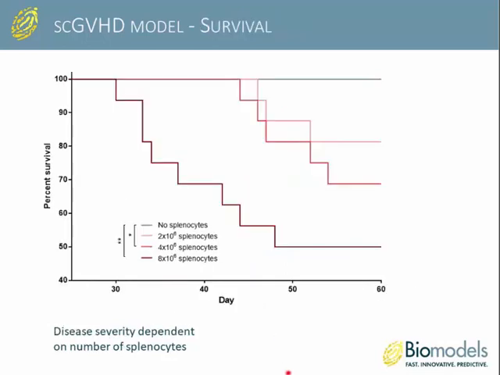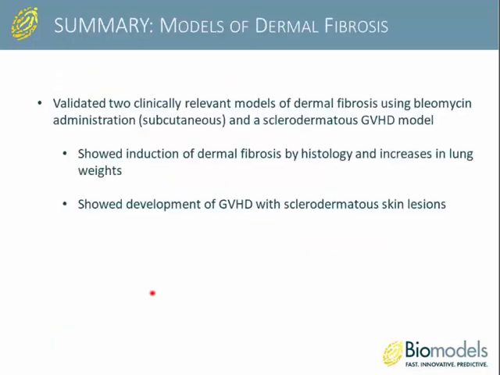And additionally, the survival is also affected by the initial splenocyte dose. So here we see about 50% survival at the highest dose, and survival improves as fewer splenocytes are given. So to review some of the data I just showed you on the dermal fibrosis models, we showed validation of 2 models of dermal fibrosis, using bleomycin as a targeted dermal fibrosis model, and then the sclerodermatous GVHD model, which is more of a systemic model that has a very large skin component with sclerodermatous skin lesions.